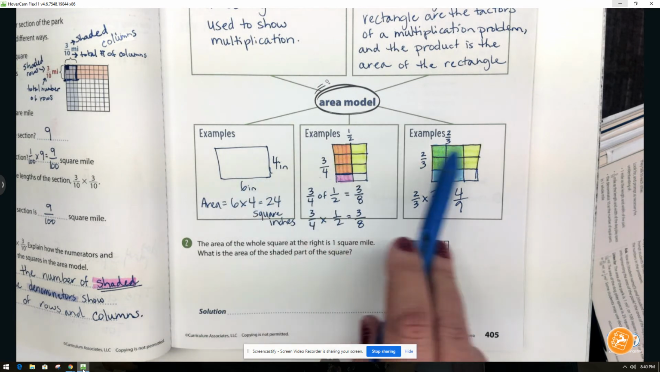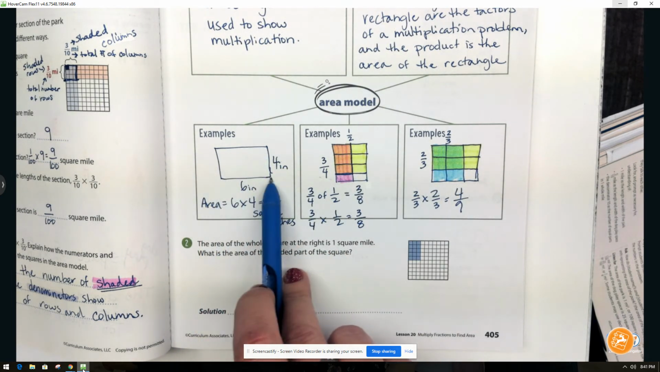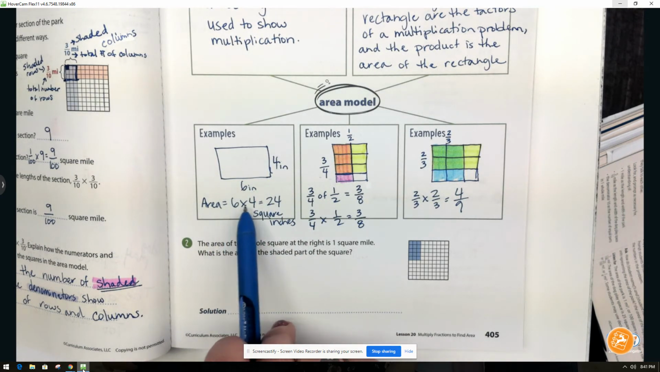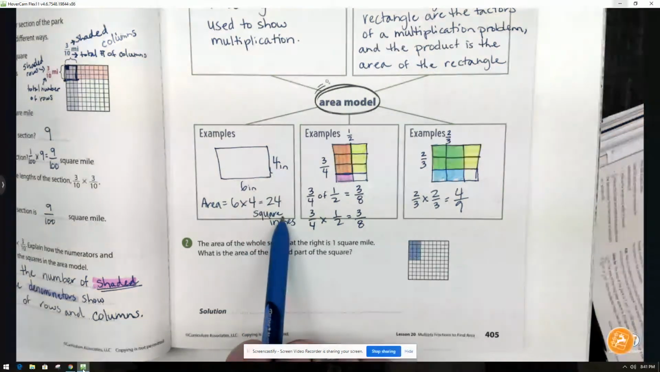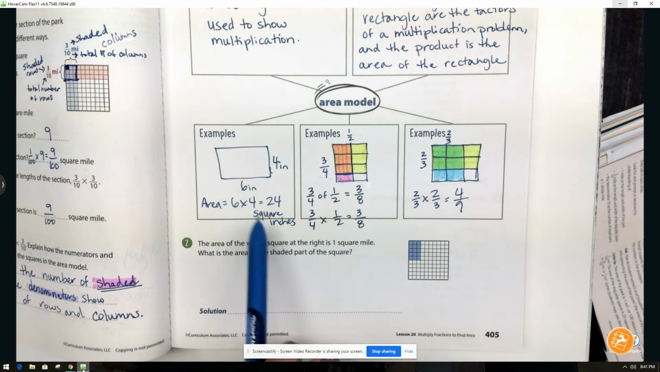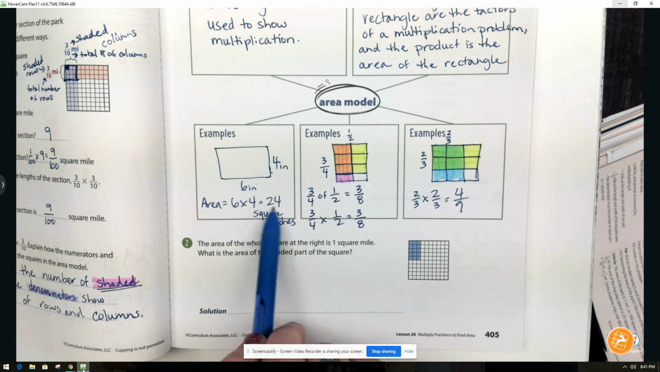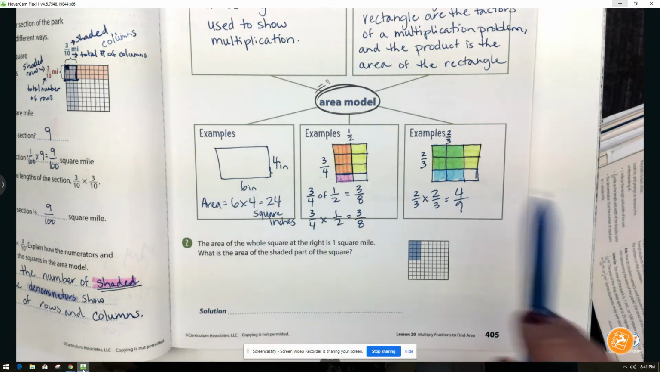Now, some examples of an area model. In this case, if this rectangle has a length of 6 and a width of 4, we know to find the area, we're going to multiply 6 times 4, and that will give us an answer of 24 square inches, because we're multiplying. And remember, when we're finding area, it's square inches. When we're finding volume, it's cubic inches.